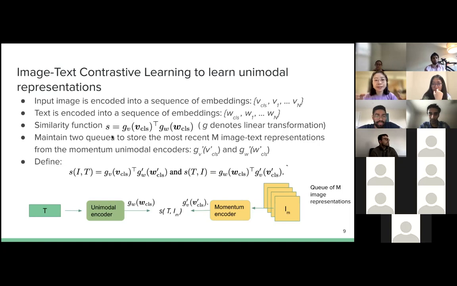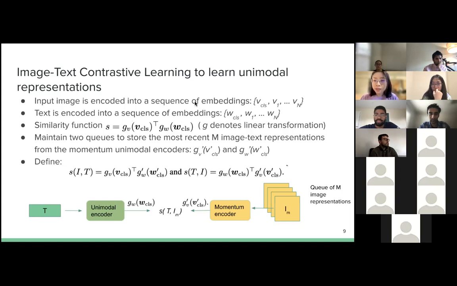And when we compare the text and image, and when we compute the similarity score, we're actually only going to look at the embedding for the CLS token, the V_CLS and W_CLS. We achieve that by adding a linear transformation layer g on top of these 2 embeddings, and then we take a dot product, which is a very standardized way to compute similarity between 2 vector representations.